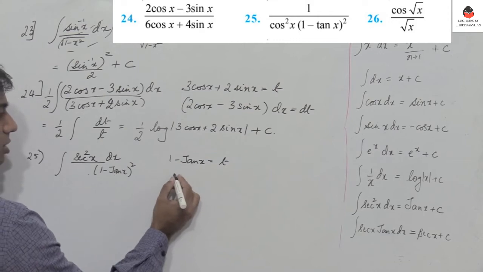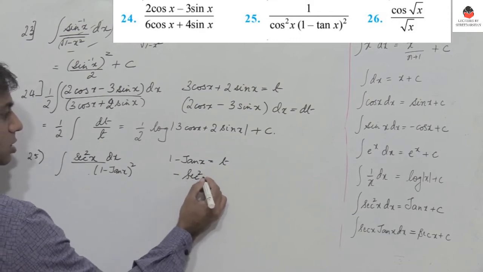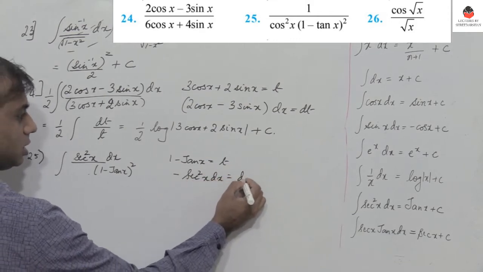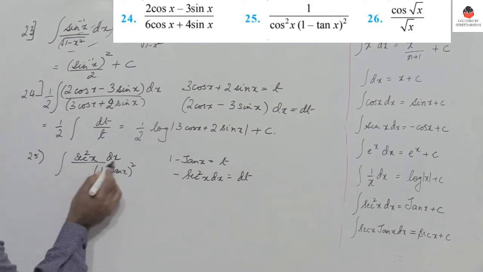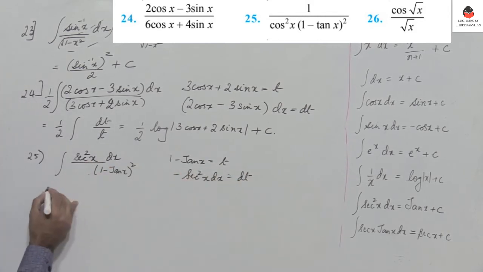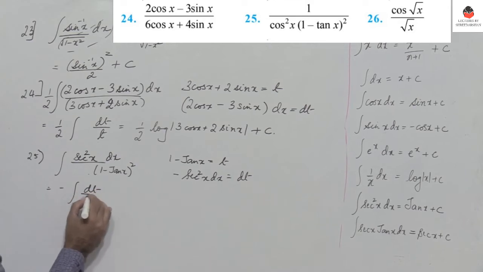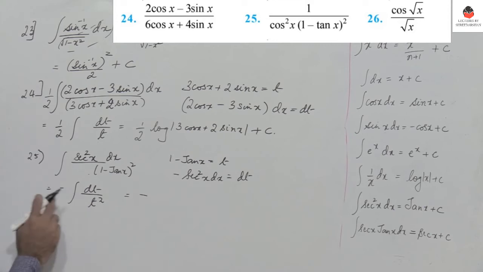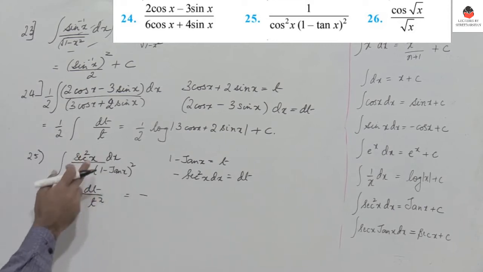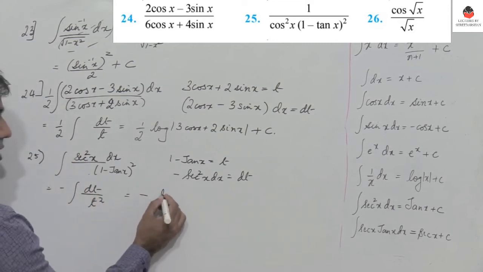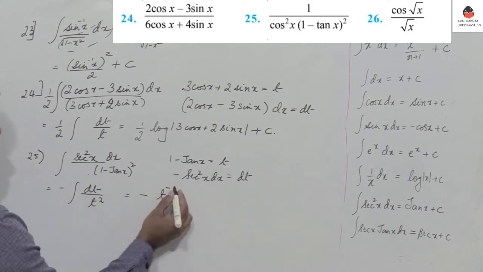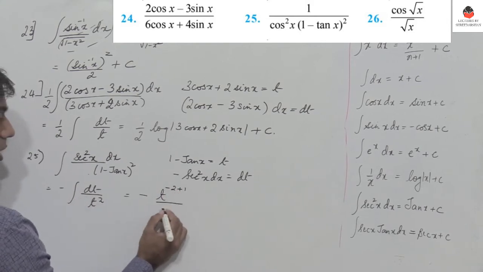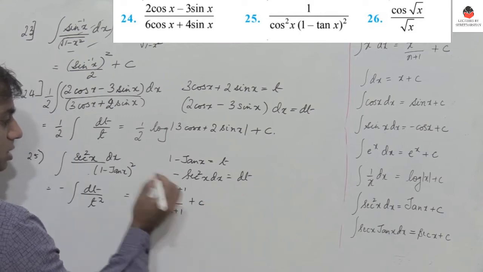If I differentiate this, I get minus secant squared x dx equals dt. So this entire thing becomes equal to minus dt. So I have minus dt divided by t square. If I bring t square to the numerator, it becomes t power minus 2. So we get t power minus 2 plus 1 divided by minus 2 plus 1, plus c.